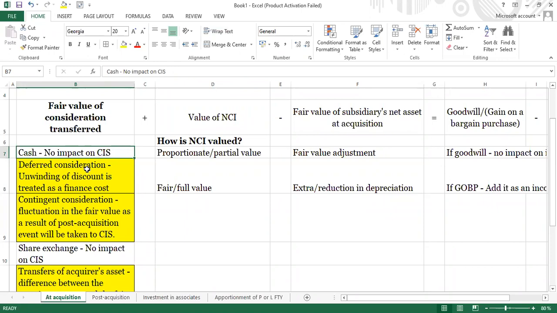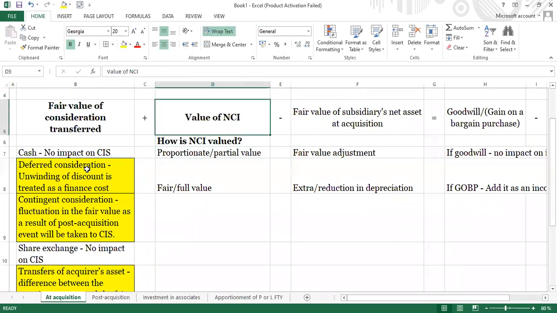So the second ingredient for calculating goodwill is the value of NCI. Remember what we said: once you are at this ingredient, what you should always probe for in the question is, how is NCI valued? The value of NCI as a figure will not affect your consolidated income statement, because NCI is a line item in the balance sheet under equity. So that value as a figure will have no impact.